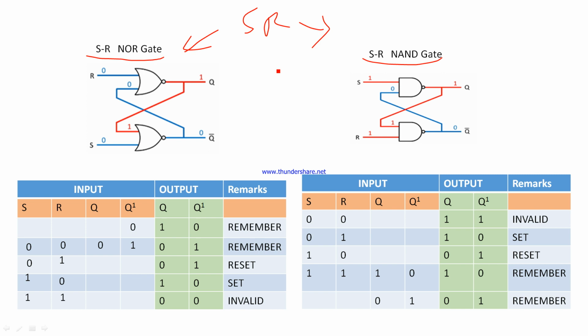To draw the SR flip-flop, we have to use two NOR gates. Okay, two NOR gates. Then let me help you.